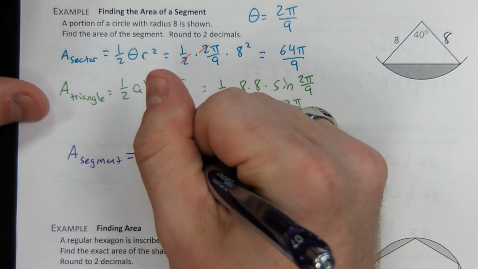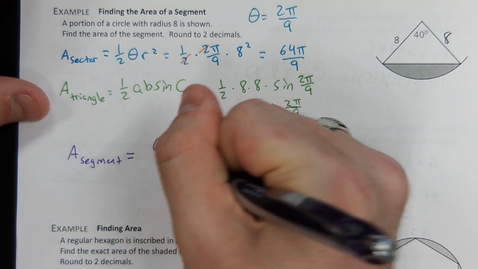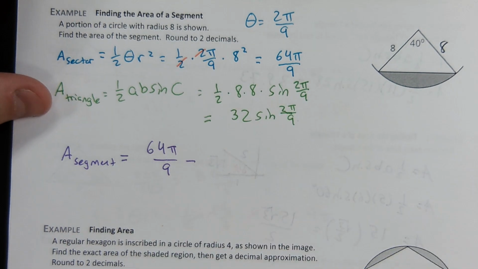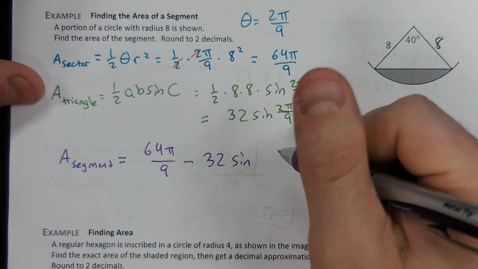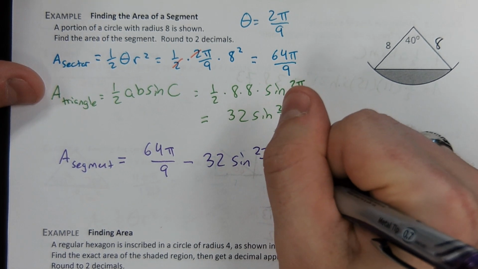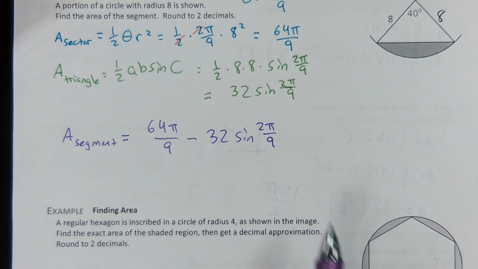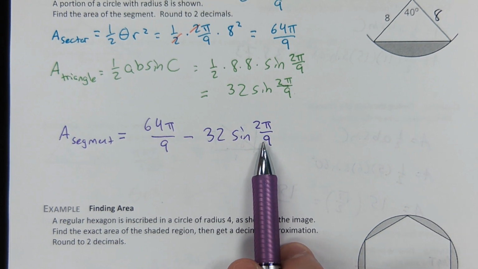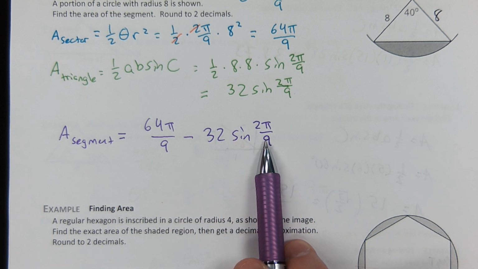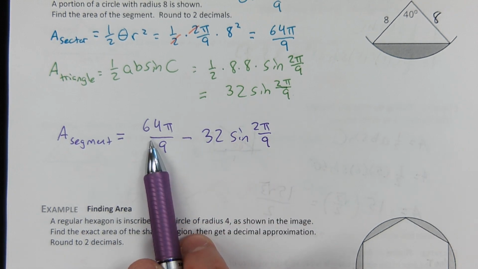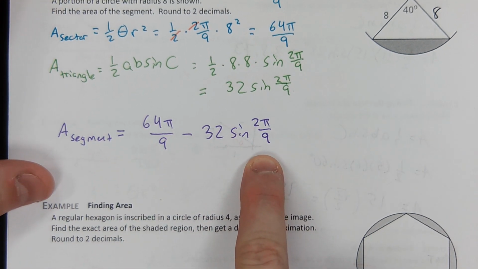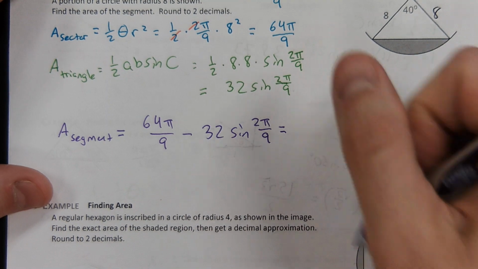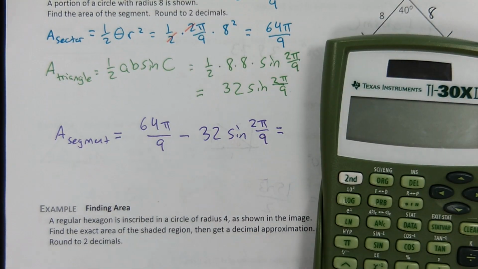It's the 64 pi over 9, the area of the whole thing, minus the area of the triangle. And again, if you're going to use 2 pi over 9, keep your calculator in radians. If you're going to use 40 degrees, put your calculator in degrees, because this doesn't matter if you're in degrees or radians. So this is the exact expression for the area. Our 2 decimal approximation is right here.